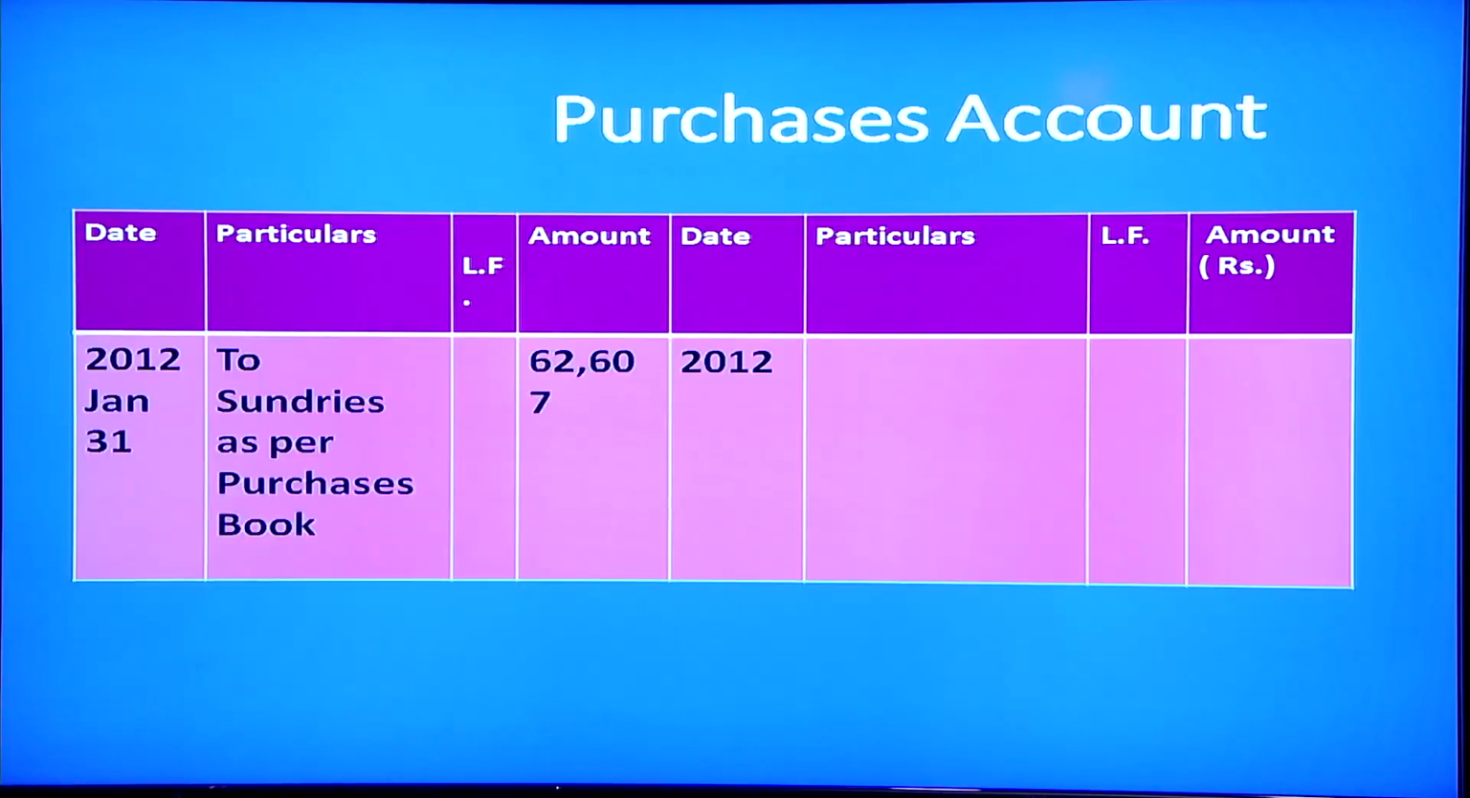Similarly, we have to open purchases account. In that, at the end of the month, January 31st, we will write on the debit side to sundries as per purchases book and the amount in the respective column.